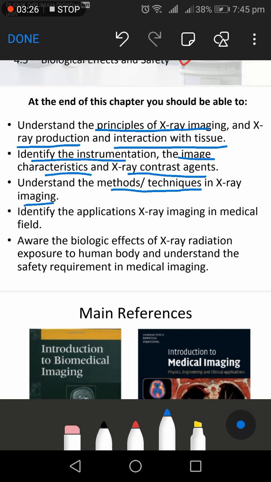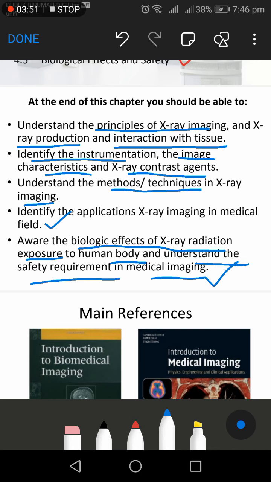Then, able to identify the applications of X-ray imaging in the medical field. And finally, you will be aware of the biological effects of X-ray radiation exposure to the human body and understand the safety requirements in medical imaging.